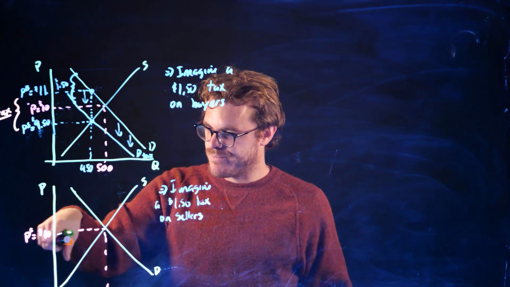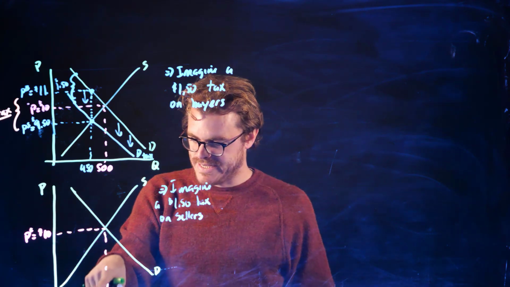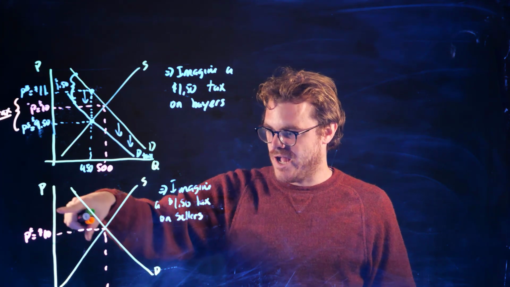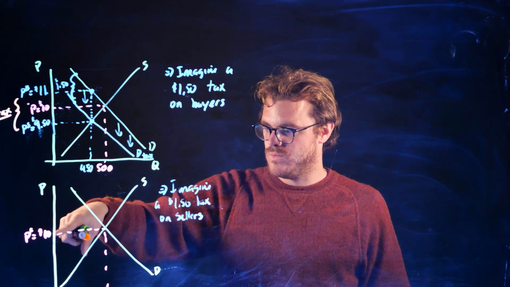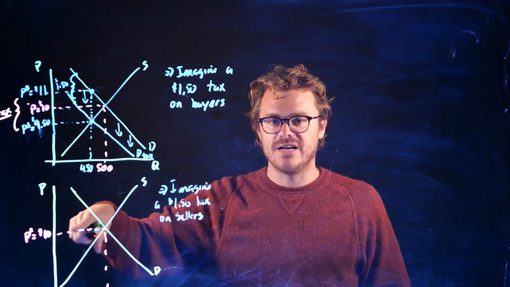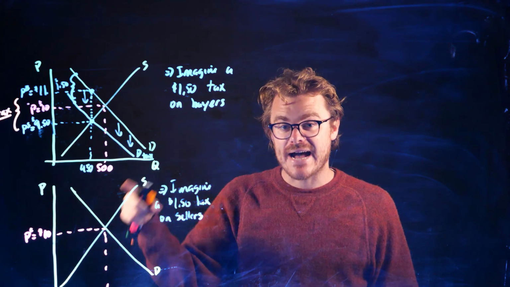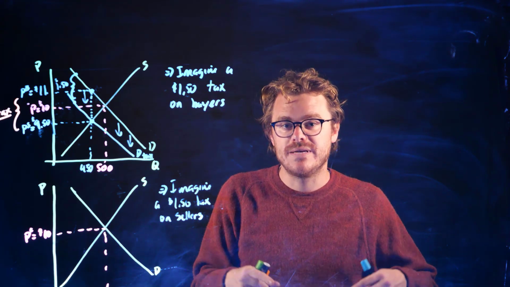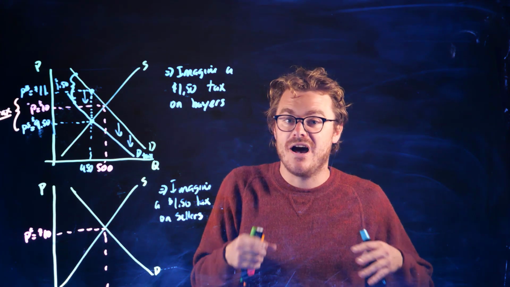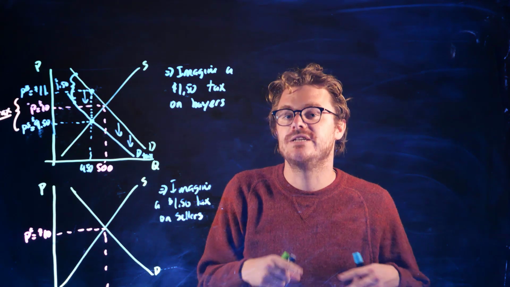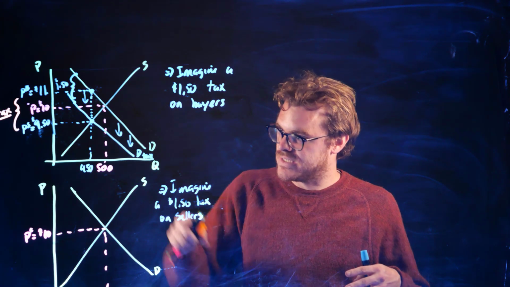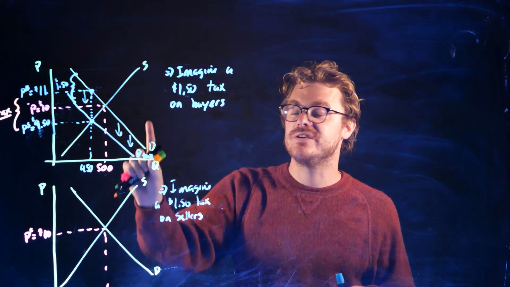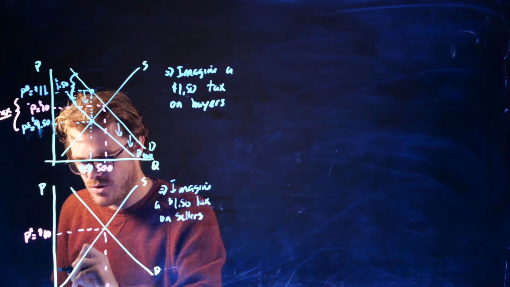So at an equilibrium price of $10, we were willing to supply 500 pizzas because we were getting $10 per pizza. Well, now we have to pay the government $1.50 in tax every time we sell one. So to be willing to sell 500 pizzas now, we need to get $11.50 for each pizza we sell. So it's the same kind of logic we used about the demand curve shifting down, but now the supply curve is shifting up.